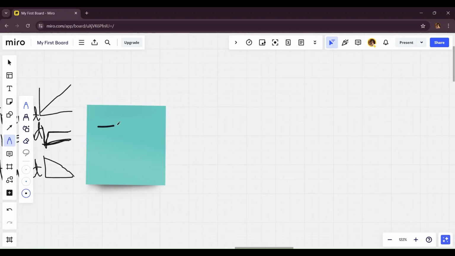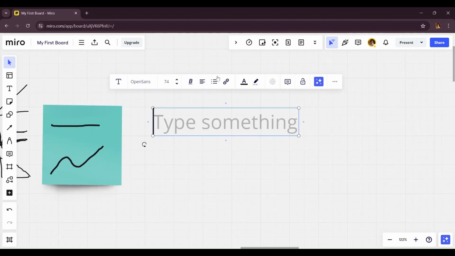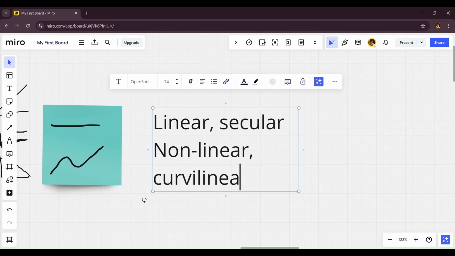There is also linear trend and non-linear trend. Linear is known as secular, while non-linear is known as curvilinear.